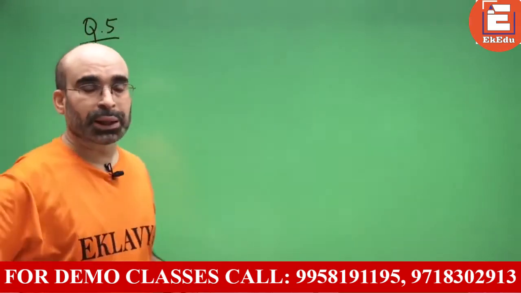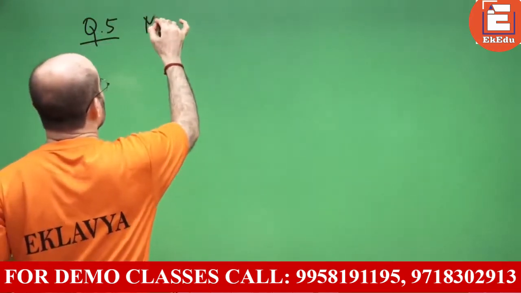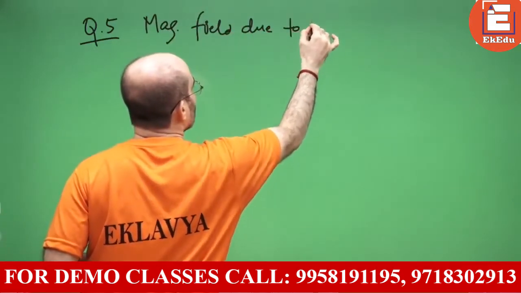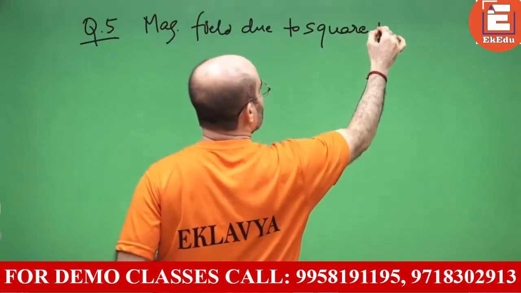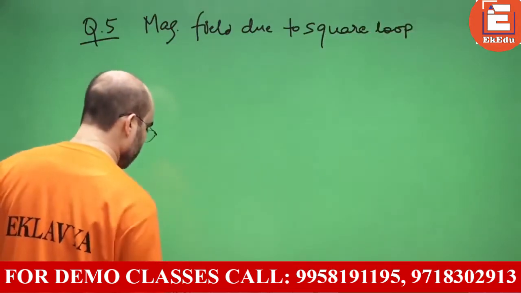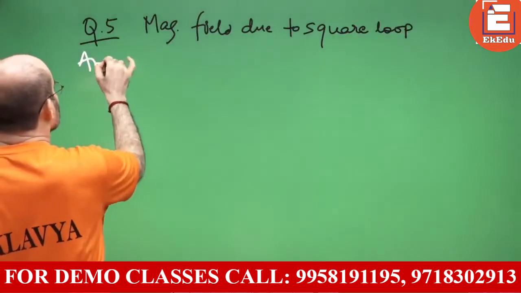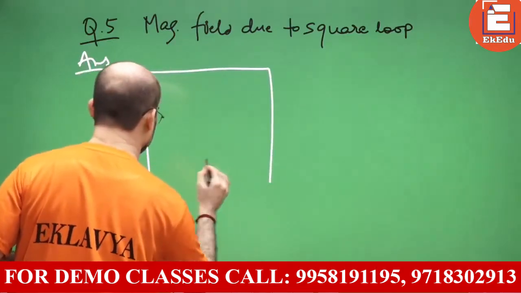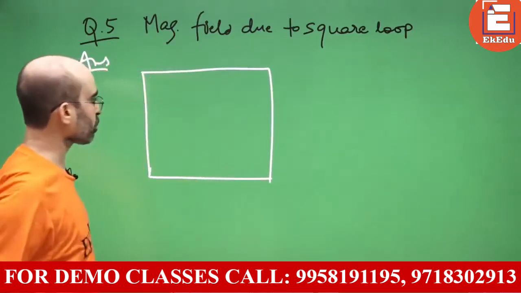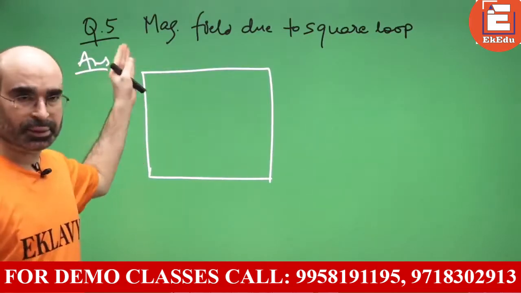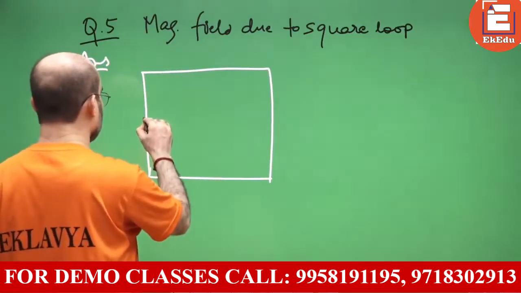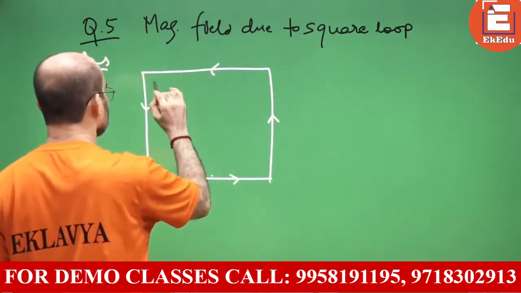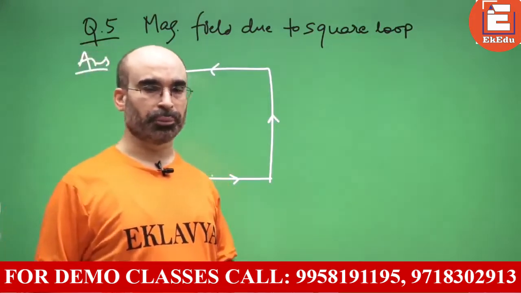Do this one. Now we will be talking about magnetic field due to square loop. Just be very careful while doing this. This is the square loop. Let us take that current is flowing in this direction. We can do it in this manner.